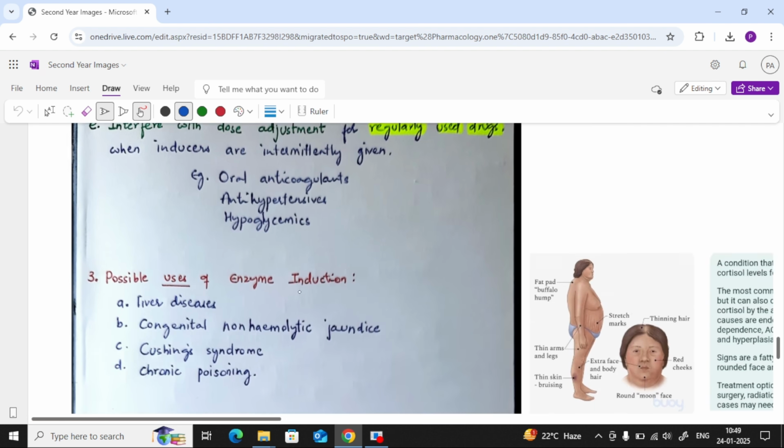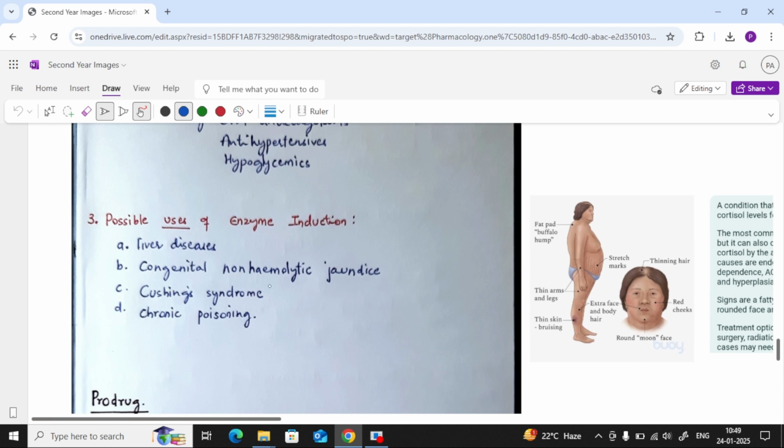Okay, but this can also be useful in some cases. So what are the possible uses of enzyme induction? This increased metabolism will help us when the liver is not able to do it, right? So in the case of liver diseases it will help, or when we naturally do not have these enzymes. So in congenital cases, meaning in newborns, when there are not enough microsomal enzymes, this can be helpful. So in congenital non-hemolytic jaundice, and in some cases like Cushing's syndrome and chronic poisoning.